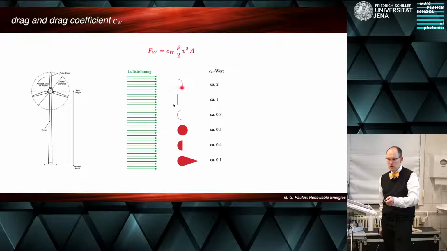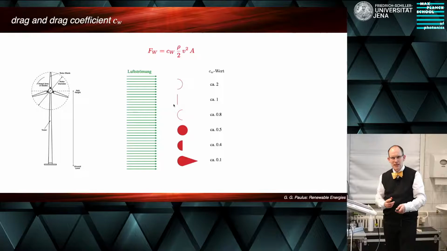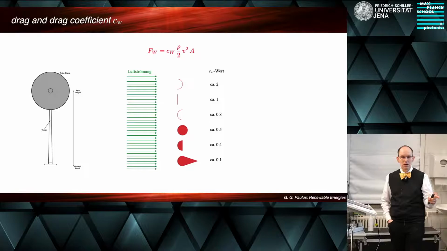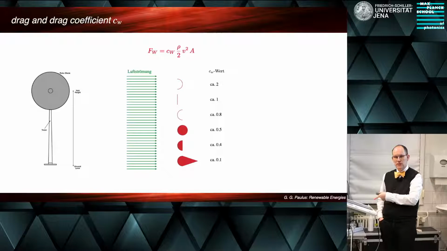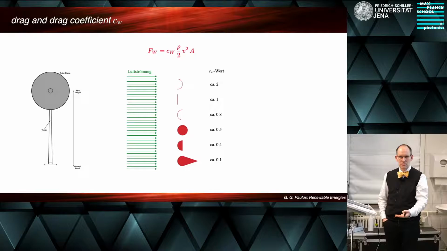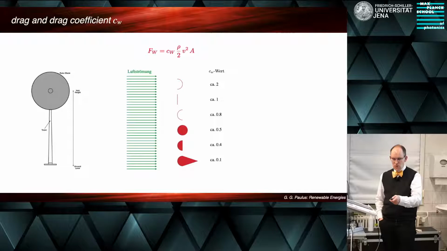So what this means is that the CW value, so to say, of a windmill is approximately this one here, right? So when a windmill runs at its full power, and only for this condition we derived that, when the windmill delivers the Betz limit, then the air drag, so the thrust on the windmill, is equal to almost a solid plate, right?